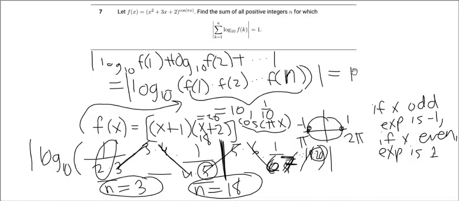And that's it, because our inside can only be 10 or 1 over 10, and we already found the n values for both of them. So now we just do 3 plus 18, because it's asking for the sum of all the integers n, and that gives us 21.